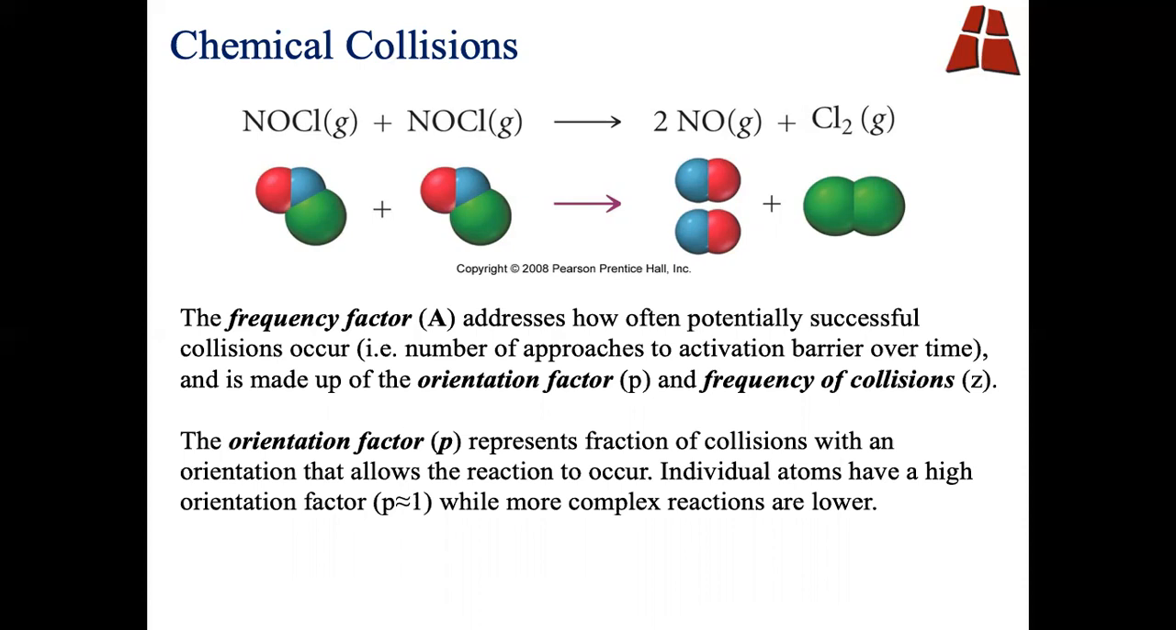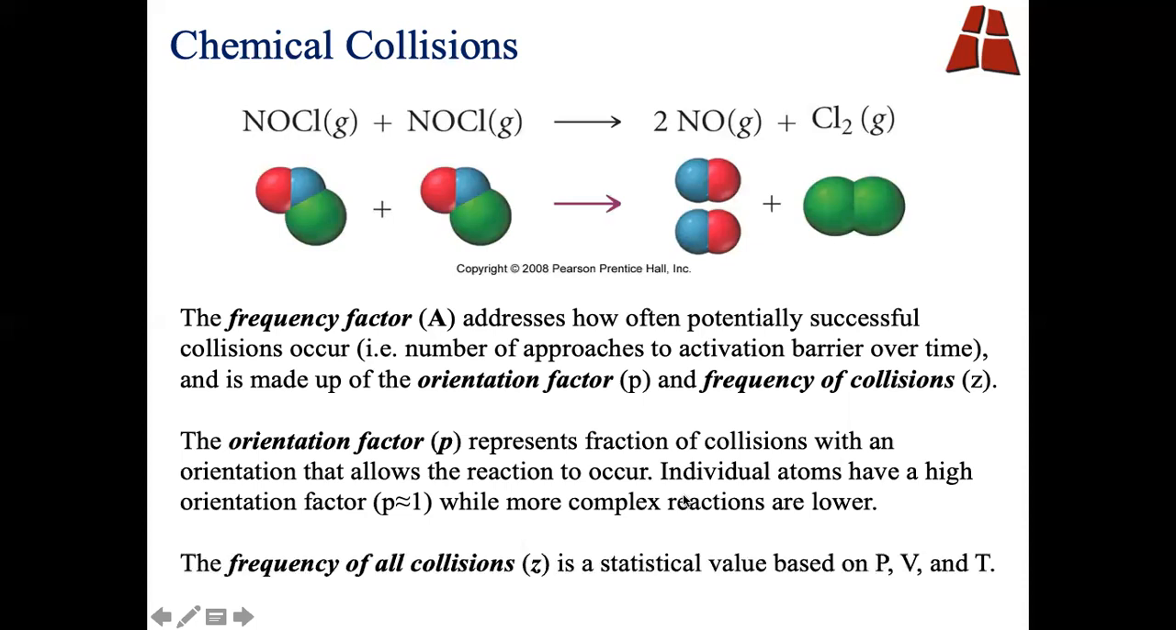The orientation factor represents the fraction of the collisions with the orientation that allows for the reaction to occur. If 100% of our collisions are always correctly oriented, say if one of our reactants is just a sphere, then our P would be pretty close to 1. If we have more complex reactions like the one shown above, then P would be quite a bit lower. And the frequency of the collisions, again, is based on temperature, but also pressure and volume. That is something that we'd have to measure.